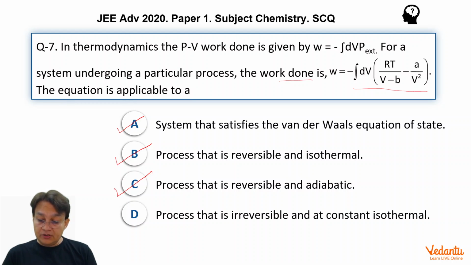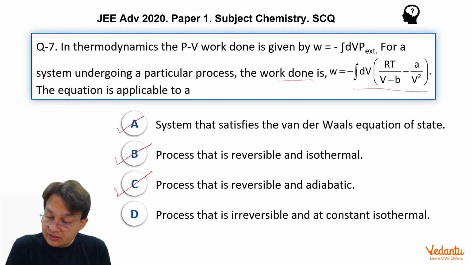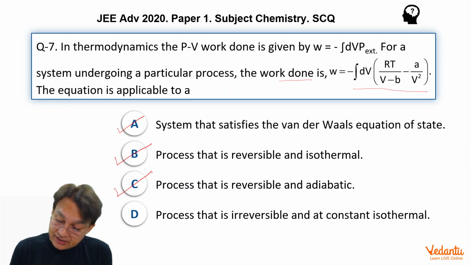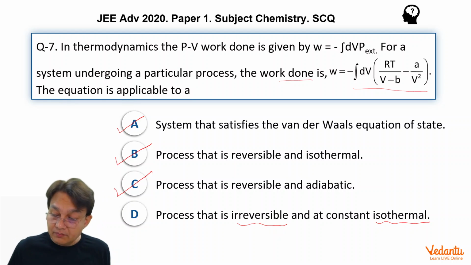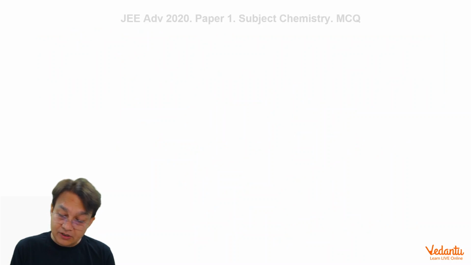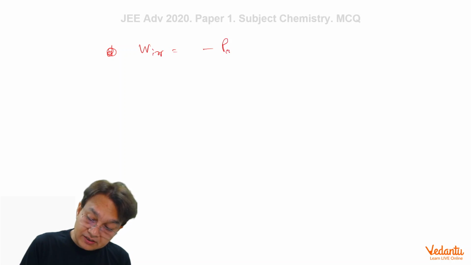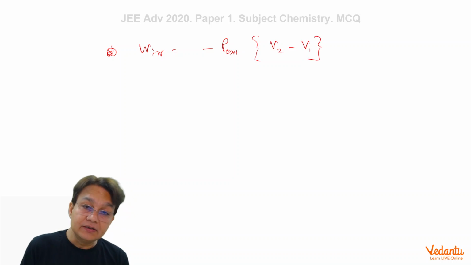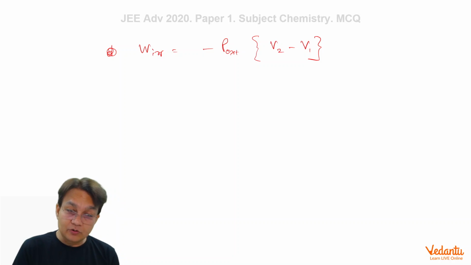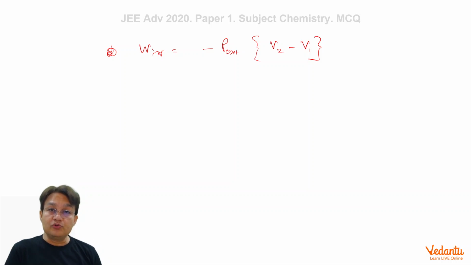But the D option, a process that is irreversible and at constant temperature, that means isothermal, could not be justified by this equation by any means, because in the case of an irreversible process, the work will be given by W irreversible is equal to minus P external into (V2 minus V1). So we could not justify it. So clearly option D is the incorrect option, and we can choose options A, B and C.